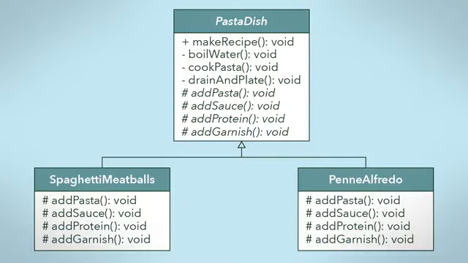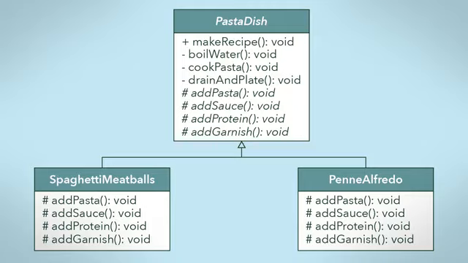Now let's take a look at how we might create the UML for the template method pattern. Let's go back to our pasta example. We have the pasta dish superclass with a template method makeRecipe, which calls other methods for the steps of the recipe. Some steps are common across specific dishes, like boiling water, so boil water is a method of pasta dish.